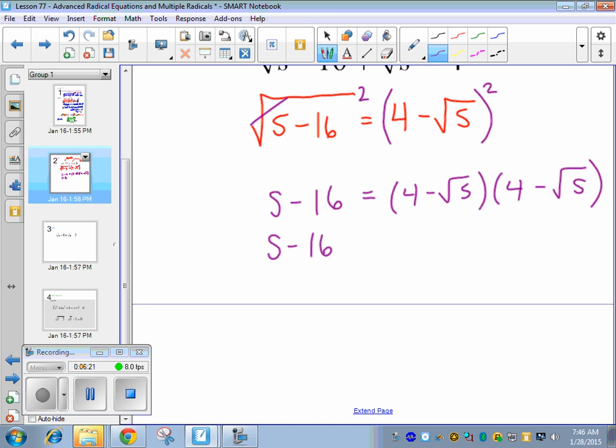S minus 16. Alright, so when we FOIL, what do we get for first? 16. What do we get for outside? Negative 4 root s. What do we get for inside? Negative 4 root s. What are those going to add to? Negative 8 root s. Now when we multiply the last two terms, it's a negative times a negative. So what's that? Positive, and it's a radical times a radical. So it's just s.